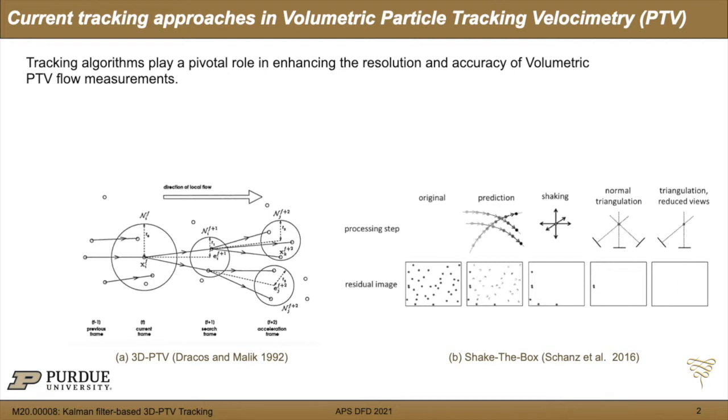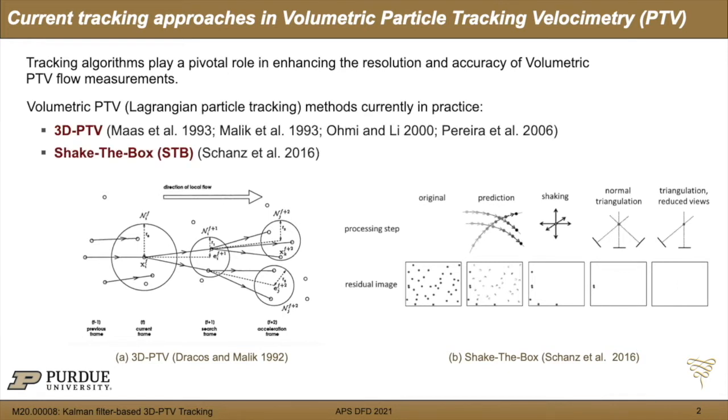Currently employed tracking approaches in volumetric PTV are 1. 3D PTV and 2. Shake the Box, known as STB. From the figures, we understand that 3D PTV follows a pairwise tracking of 3D positions based on a nearest neighbor search algorithm. On the other hand, Shake the Box adopts an image matching approach in which tracks are built by comparing projected images of a prediction field with the following time frame and by minimizing the overall image residual across cameras.